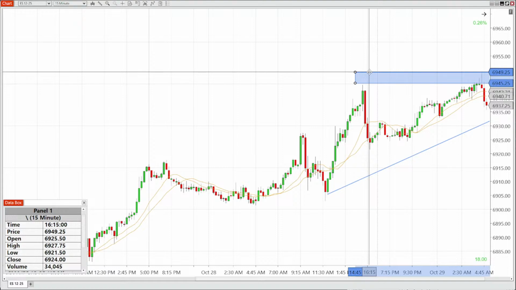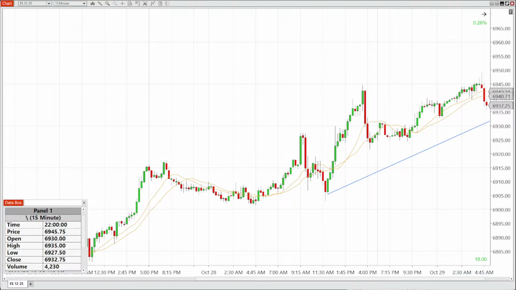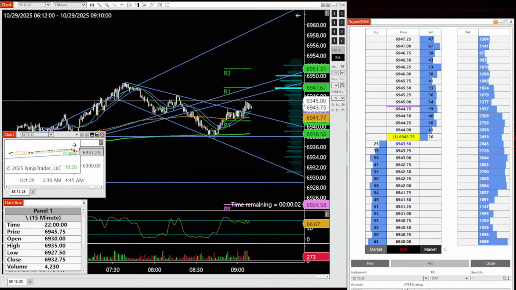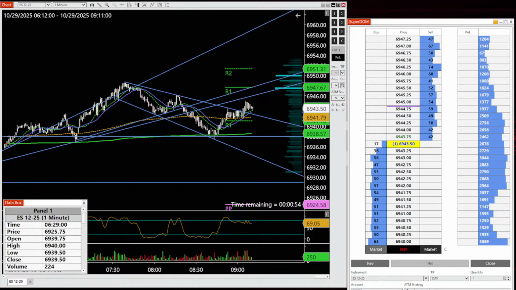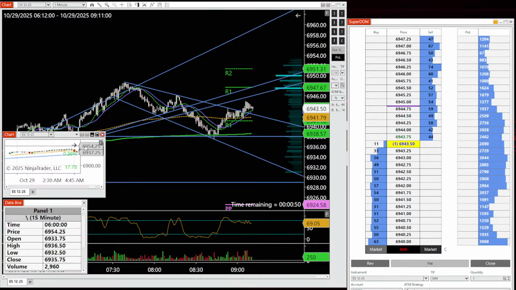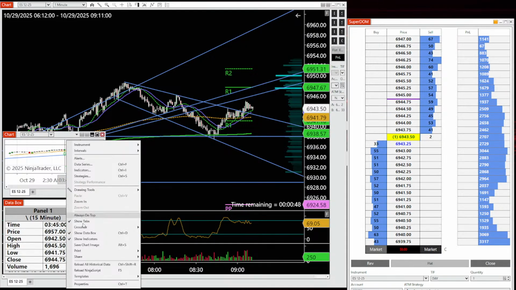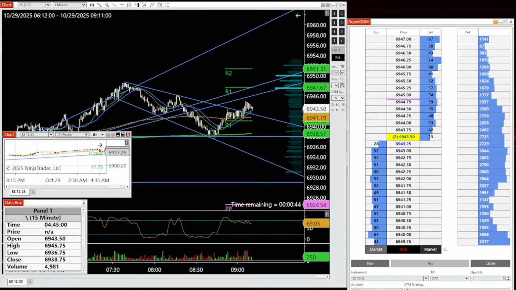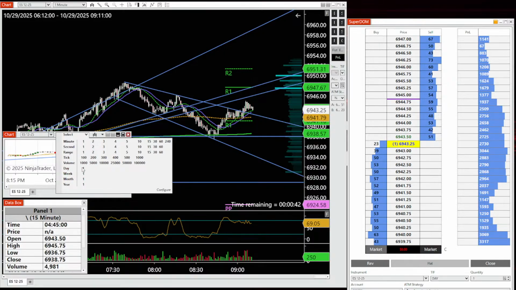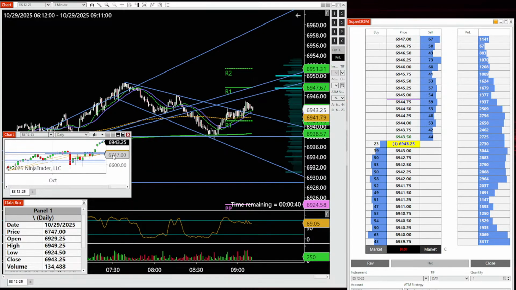I'm going to take this off. Put it back on the daily chart. Now what is this? This was the daily. Bring my daily chart back up. Come on. Now I have to put it back on, always on top, and bring the daily chart back up.